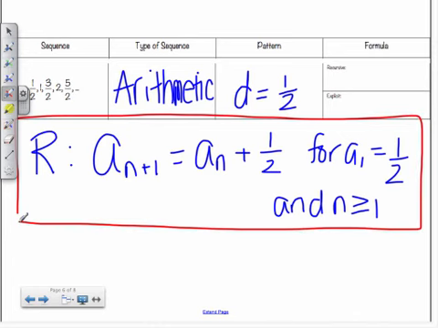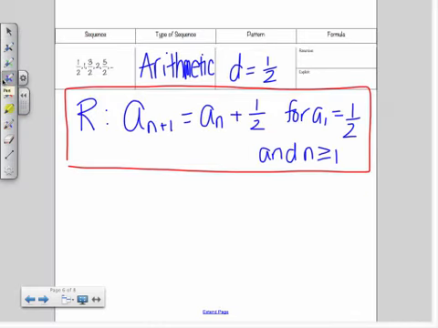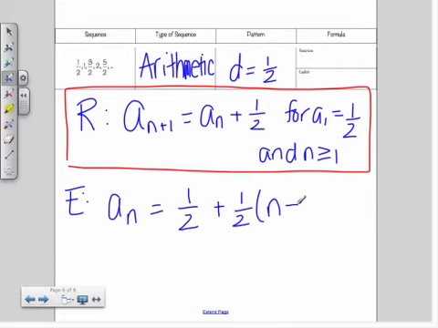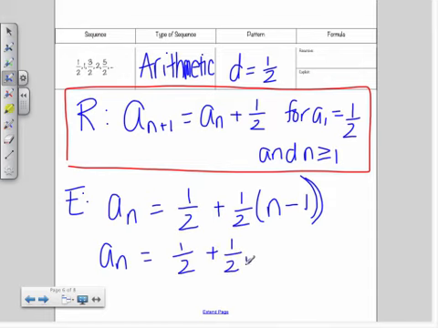Now let's talk about your explicit formula. Your explicit formula says that I have to take a sub n and set that equal to a sub 1, which is 1/2, plus the common difference, which is 1/2, multiplied by n minus 1. And I'm going to go ahead and do my distributing. So a sub n is going to equal 1/2 plus 1/2 n minus 1/2. These two cancel each other out right here, so I end up getting a sub n equals 1/2 n.